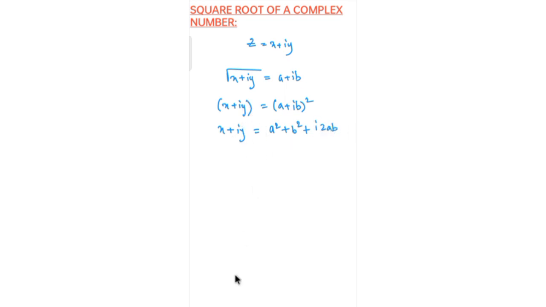And now we can compare the real parts and the imaginary parts. So the real part is x and here a square minus b square, and the imaginary part is y and 2ab. So let us compare that. We get x is equal to a square minus b square and y is equal to 2ab. This is what we are going to get. And now to find the value of a square plus b square, why am I finding this, I'll let you know at the last.